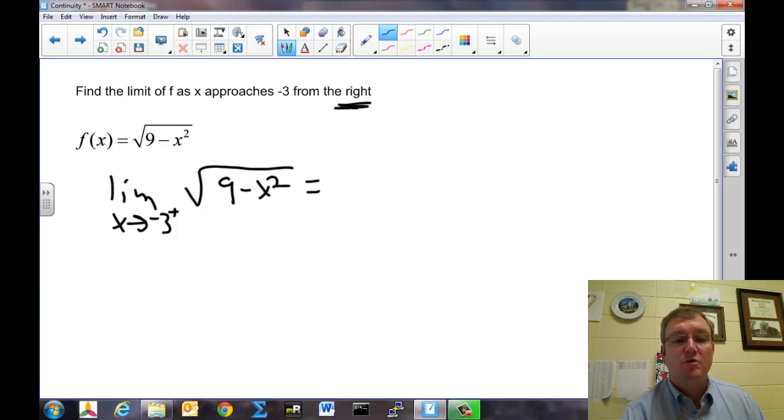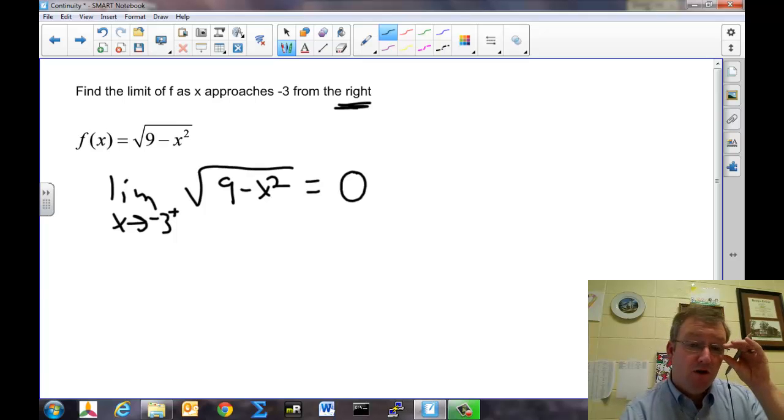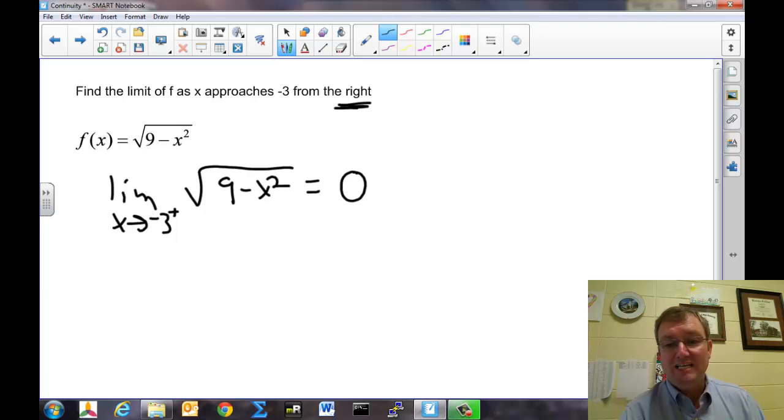First thing we always try is we're going to plug the number in. If we plug -3 in, we get an answer out of 0. Since we got an answer out, this is the limit, and we don't have to do any more to evaluate the limit. But why are we talking about this problem here?